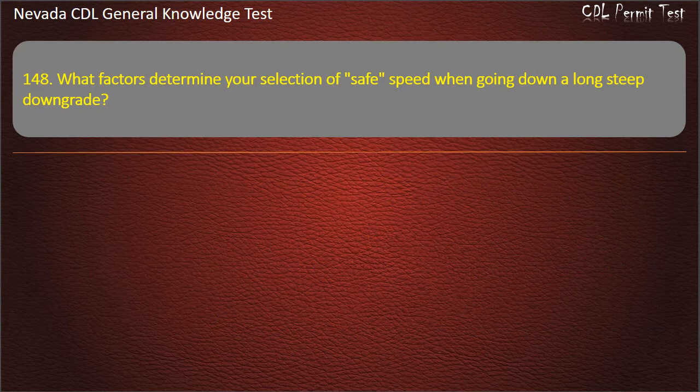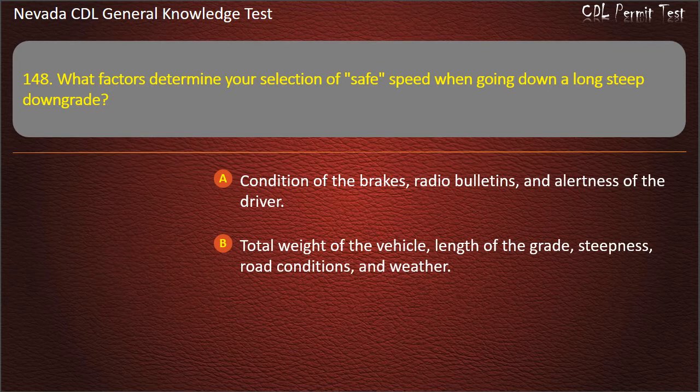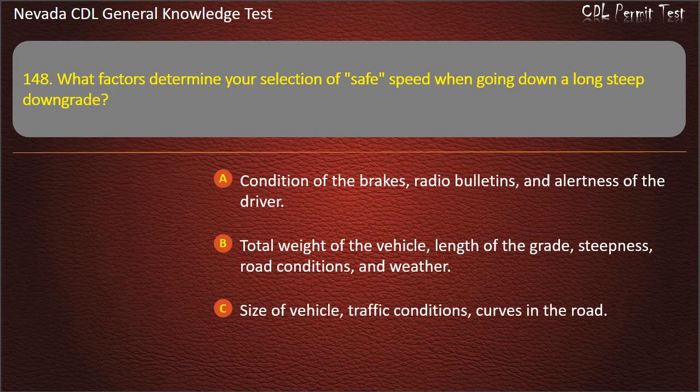Question 148. What factors determine your selection of safe speed when going down a long steep downgrade? Condition of the brakes, radio bulletins, and alertness of the driver. Total weight of the vehicle, length of the grade, steepness, road conditions, and weather. Size of vehicle, traffic conditions, curves in the road. Answer. Total weight of the vehicle, length of the grade, steepness, road conditions, and weather.